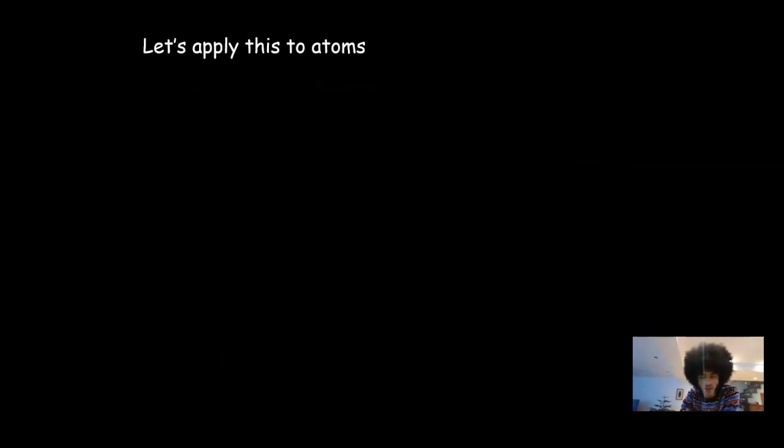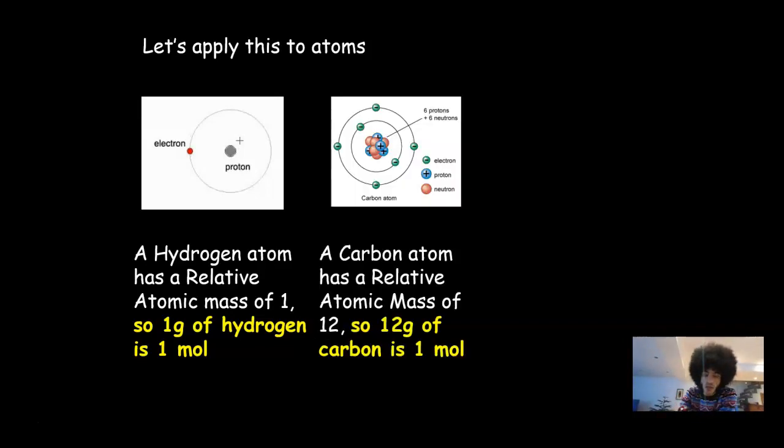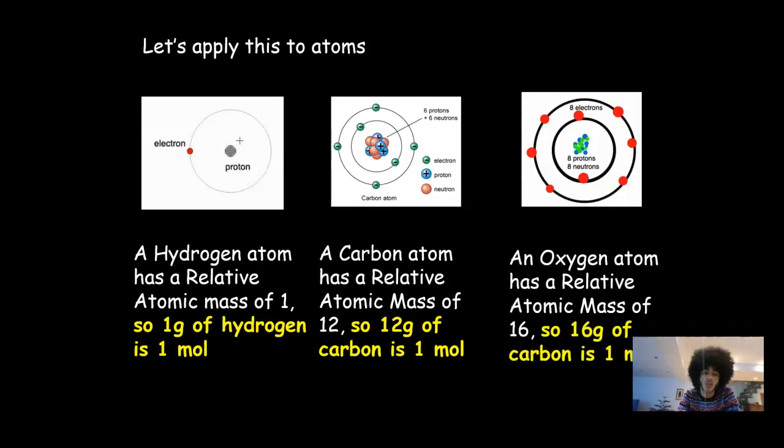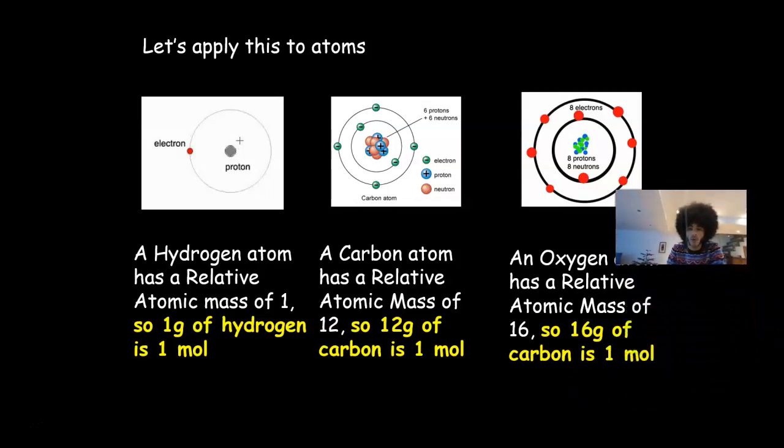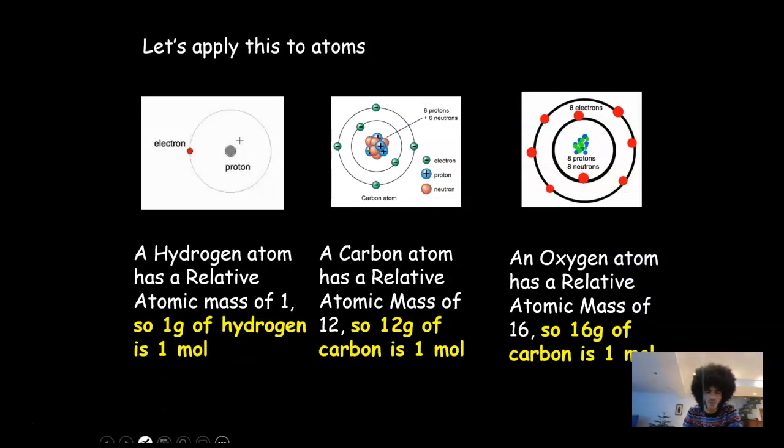Now, let's apply this to atoms. Hydrogen has a relative atomic mass of 1, so we say that 1 gram of hydrogen is 1 mole. We could say the same thing for carbon: if I have 1 mole of it, it's 12 grams, because it has an atomic mass of 12. And an oxygen atom has a relative atomic mass of 16, so 16 grams of oxygen is 1 mole.